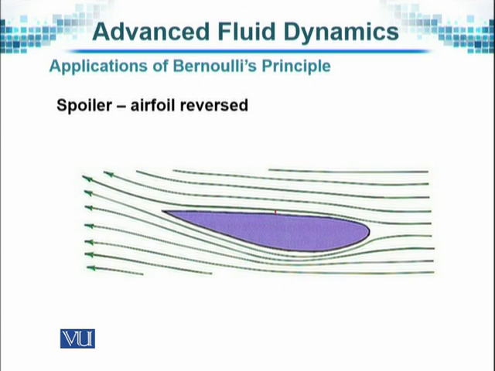If we reverse the aerofoil, then the same phenomenon is reversed. The velocity becomes faster at the bottom and the pressure reduces, and on the upward side the pressure is higher and the velocity is lower. So it is an inverse phenomenon compared to the aerofoil we just discussed above.